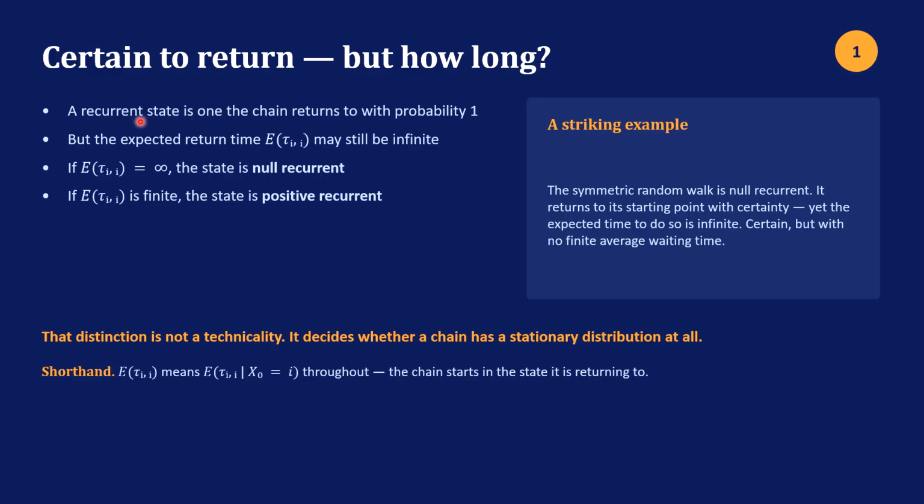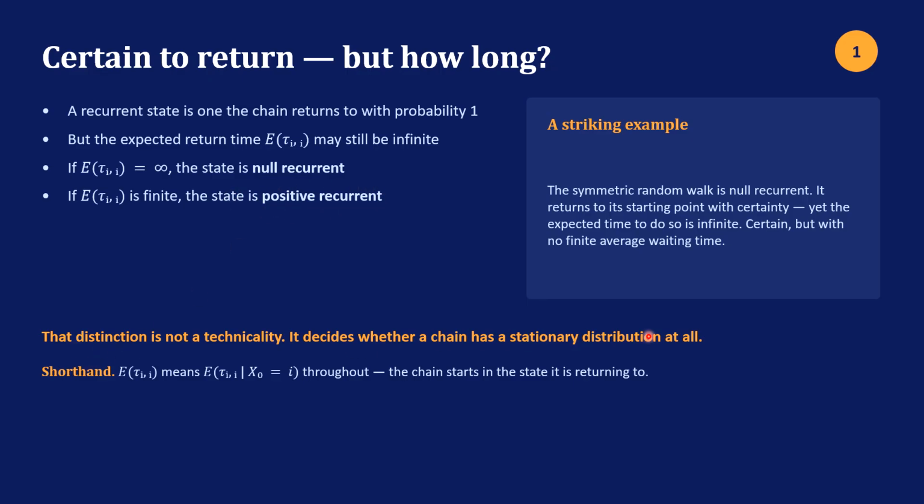We have a subdivision of the recurrent state. As you recall, the recurrent state is one where the Markov chain returns with probability 1 to the given state. But the expected return time may still be infinite. So when the state is recurrent, but the expected return time is infinite, the state is said to be null recurrent. And when the expected return time is finite, the state is said to be positive recurrent.